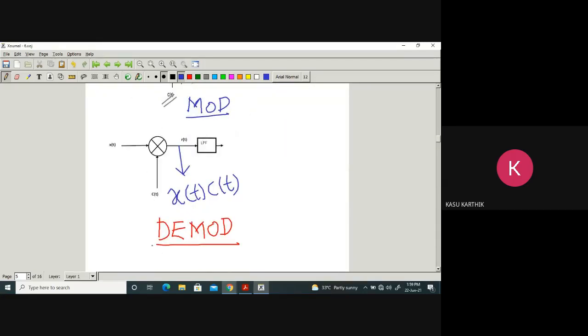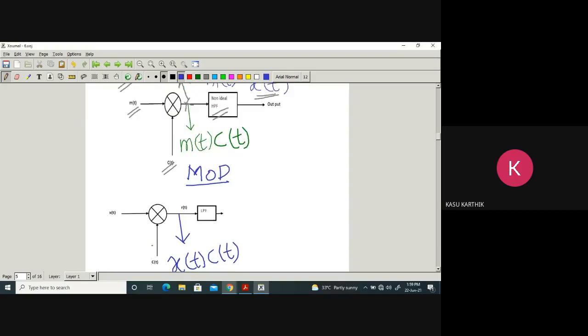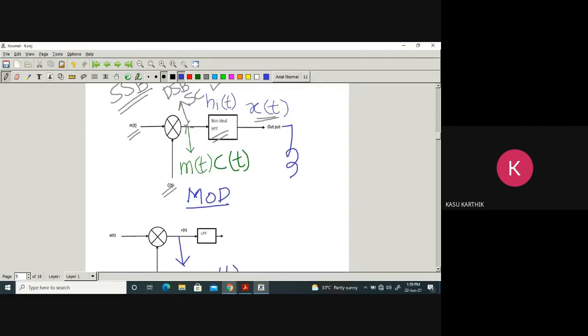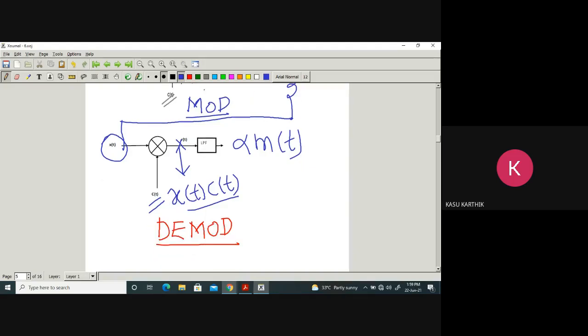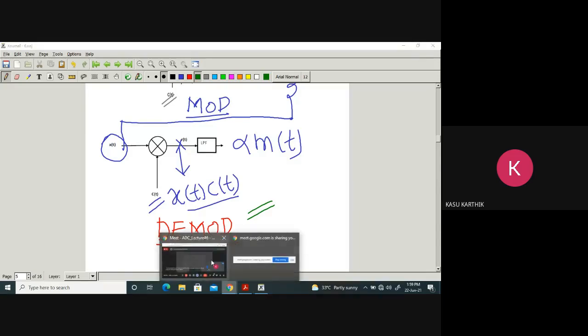Now, what about the demodulator? You transmit this x of t over a channel. So at the demodulator, what you receive is x of t. What we do in the demodulator is again multiply with c of t. At this point, you are getting x of t into c of t, and passing it through a low pass filter, you get something proportional to m of t. So this is demodulation. What type of demodulation is this? What is the name of this demodulator? Anyone?